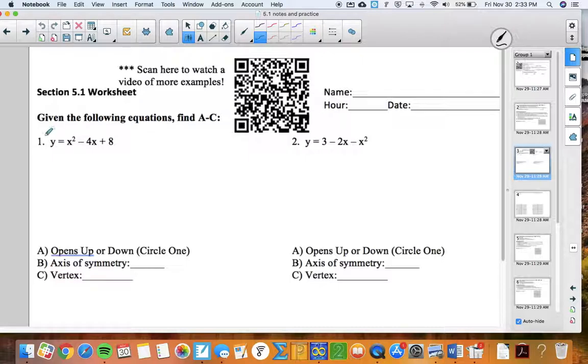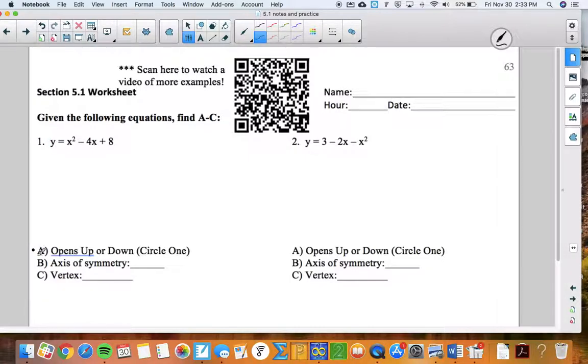So we need to know whether this function, this parabola, opens up or down, the axis of symmetry, and the vertex. I'm going to start with the axis of symmetry, then the vertex. I was going to switch the order that I did those, but that doesn't matter.